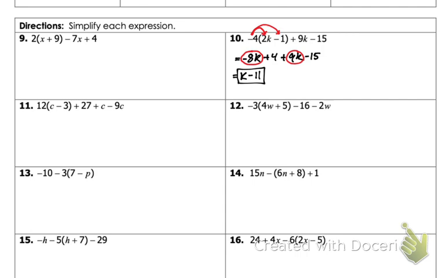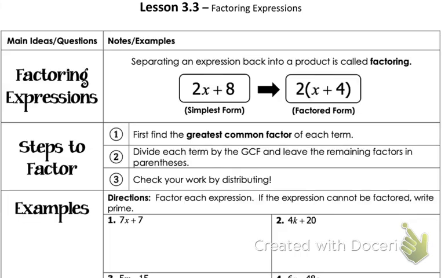Okay, the major reason that I wanted the homework done today is because, see how we distribute here? Today we're going to go the opposite direction, which is called factoring. So factoring expression looks like this. If we're in our simplified form and I ask you to factor, your factor form looks like this.